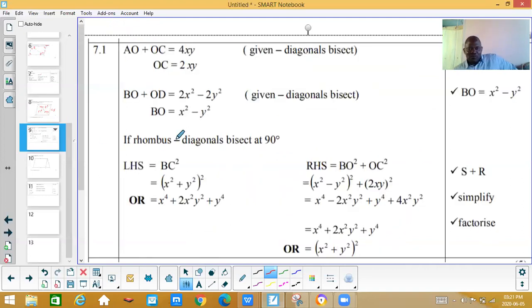Now, if this one is a rhombus, the rhombus diagonals bisect at 90 degrees. From there we are saying if that one is a rhombus, the diagonals must bisect at 90 degrees. Now let us look at it.